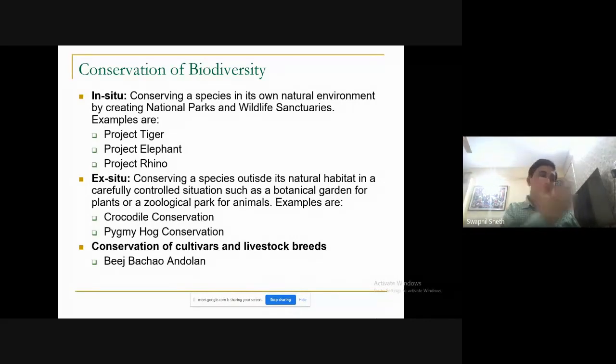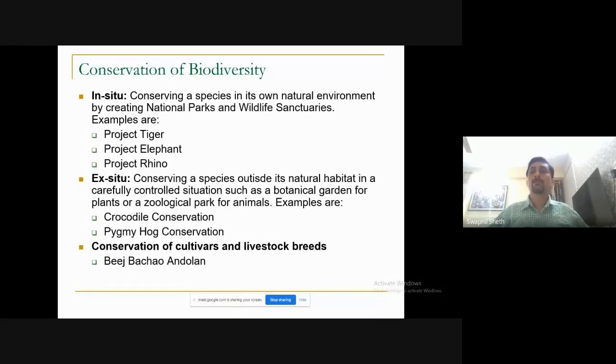So there is entire control inside the natural condition, in the open. Ex situ conservation is a controlled approach outside the natural habitat, carefully controlled, and that is why artificial breeding, other exercises, and zoological parks are all considered in this. Then Beej Bachao Andolan and all those things.